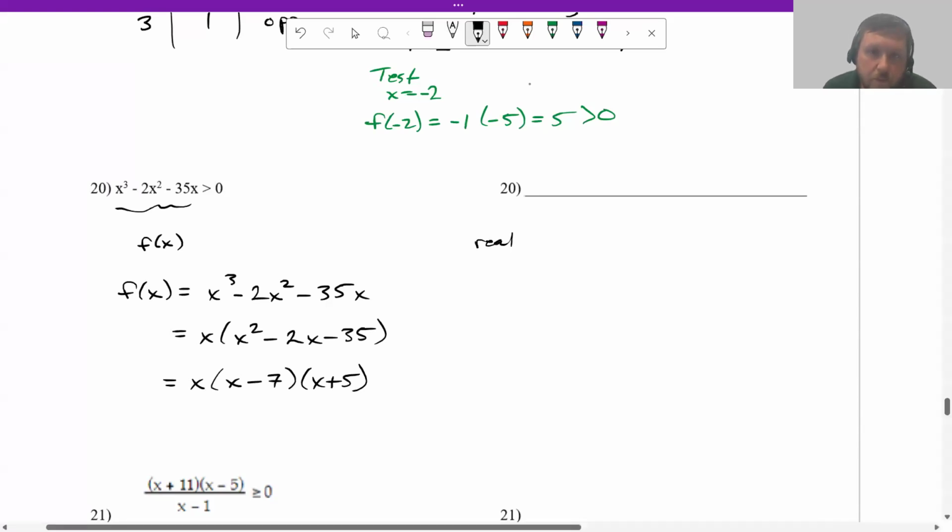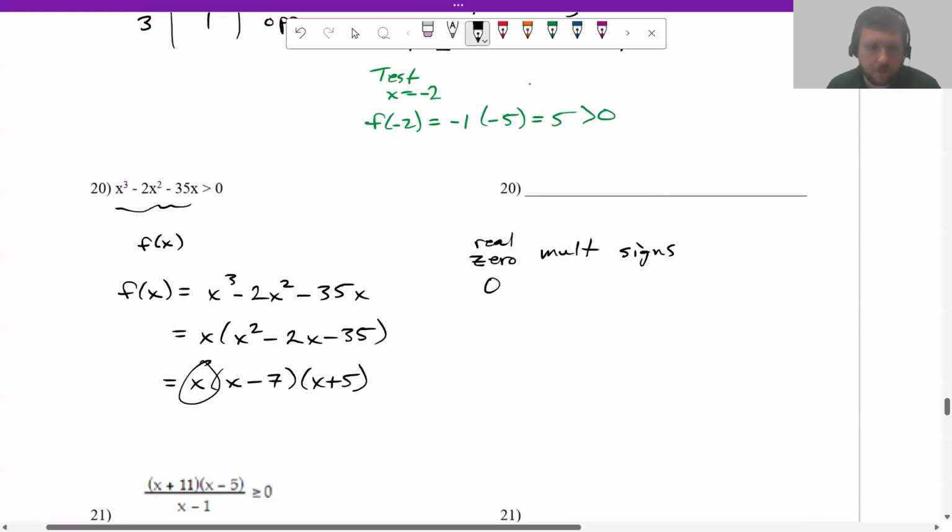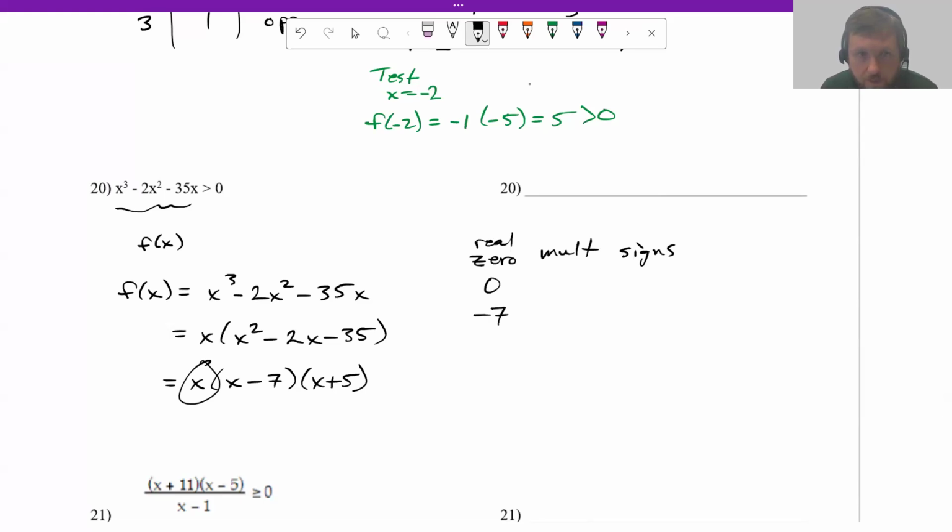So now we can talk about the real zeros, the multiplicities, and the signs. For just an x as a factor, the zero corresponding to that is 0. So you have to be thinking, what do I plug into this factor to make it 0? Well, the factor is just x, and the answer is 0. Okay, and then we have -7. Oh, sorry, not -7.